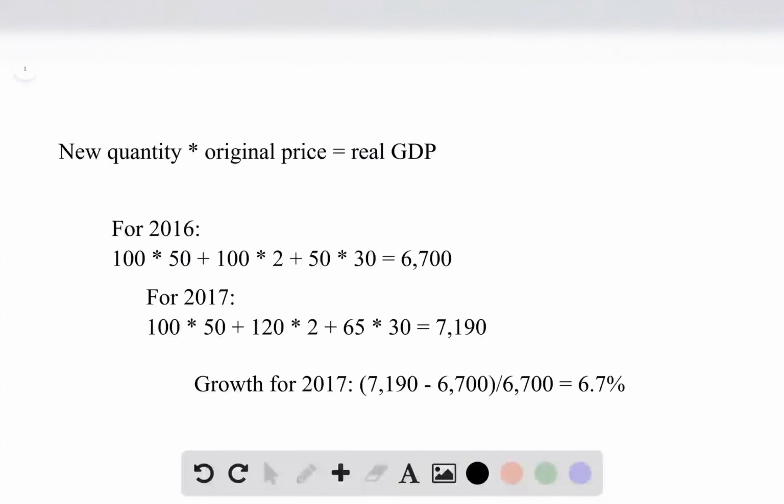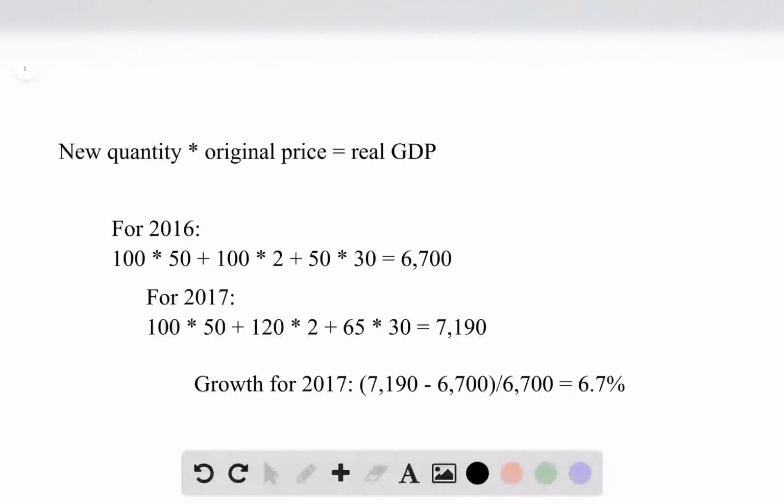Now, if we want to figure out how much the economy actually grew in 2017, we have to compare where the economy ended in 2016 and where it ended in 2017. So the growth is going to be the difference between those two numbers. But if we want it on a percentage basis, then we take the difference between those two numbers and we divide by the original total.